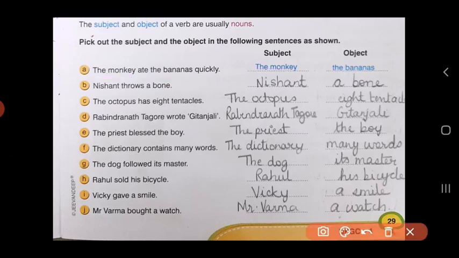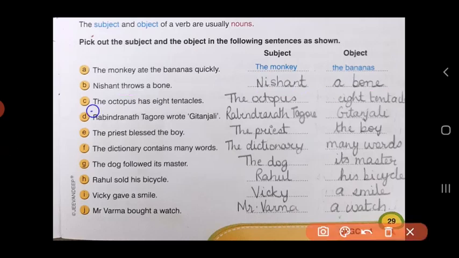Now let's do the next one. Nishant throws a bone. In this sentence, the verb is throws. So you ask the question, who throws? Nishant. Nishant is your subject. Throws what? A bone. A bone becomes the object.